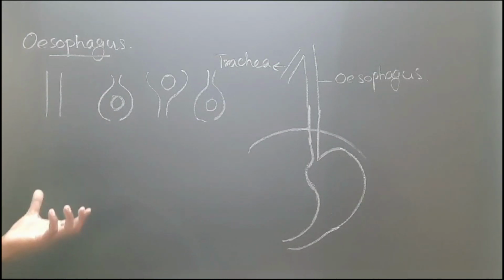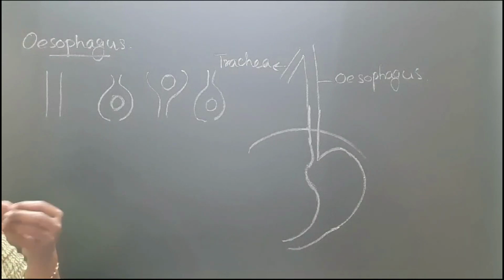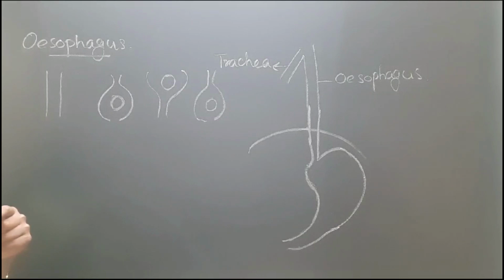It is a hollow muscular tube that carries food from the mouth. Food comes to the throat and then down to the esophagus. Not only food, liquid also. Any liquid which we take in also passes through this tube and leads to the stomach. In this diagram you can understand very clearly: when no food is passing through, the esophagus looks like this.